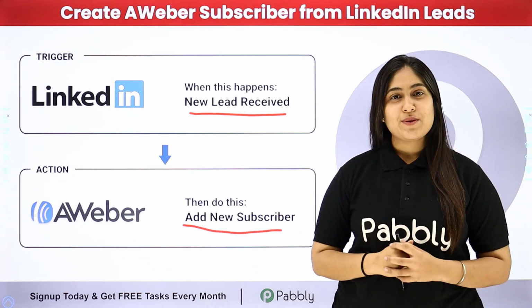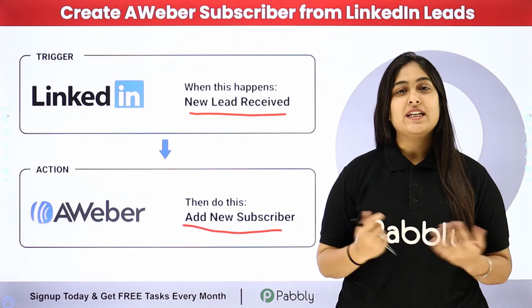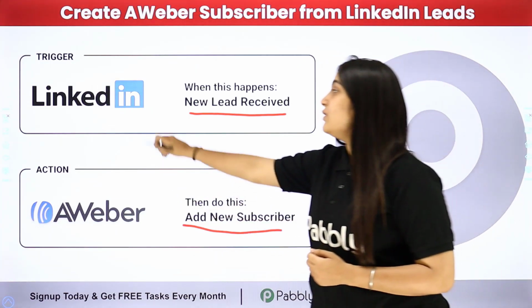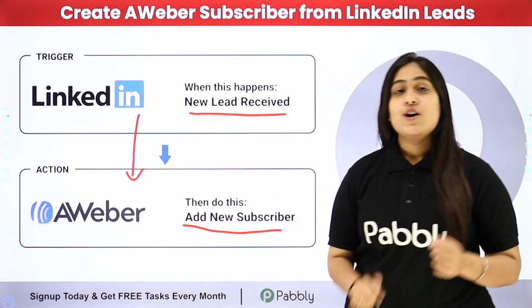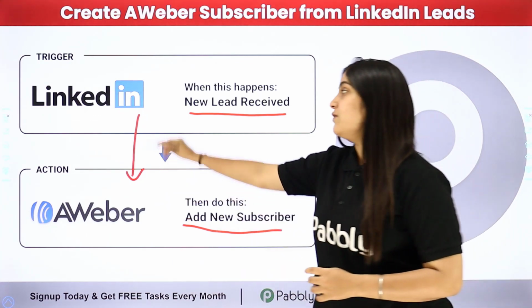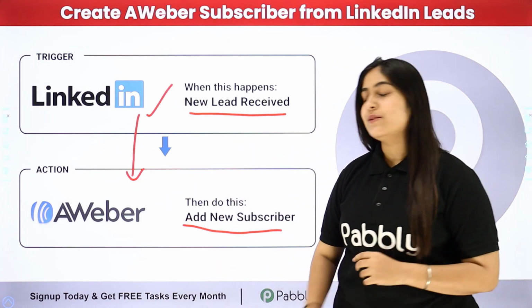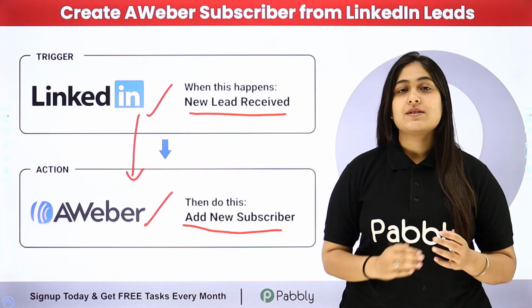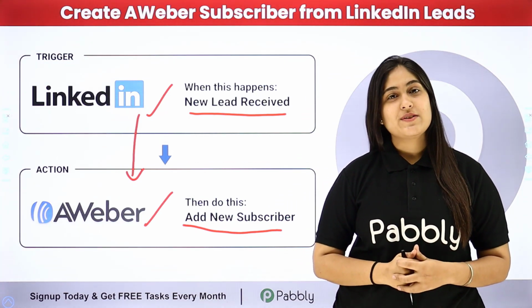So to automate this process, we will use an automation software named Pabbly Connect, in which we need to connect our trigger and our action. In this process, our trigger application will be LinkedIn and our action application will be AWeber. So to learn this process step by step, let me take you to my screen.